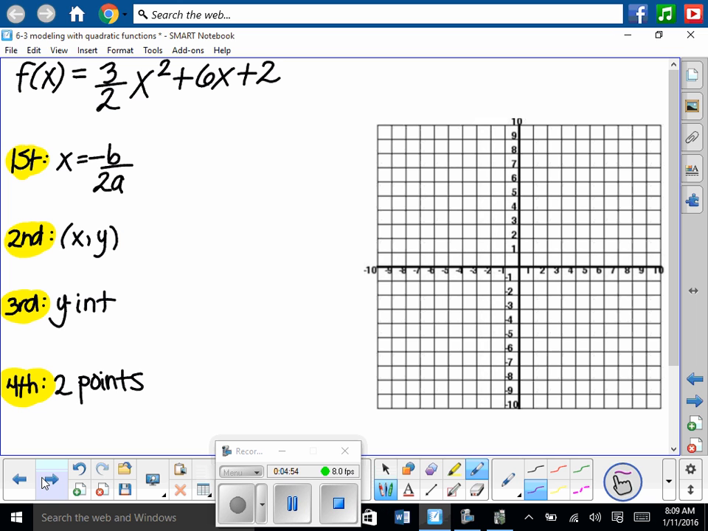Okay, so I just want to go over real quick. Let's go through and do this problem here. So let's graph this. Given f of x is equal to 3/2 x squared plus 6x plus 2. We're going to go through and graph this just so we don't forget how to graph the next few days.